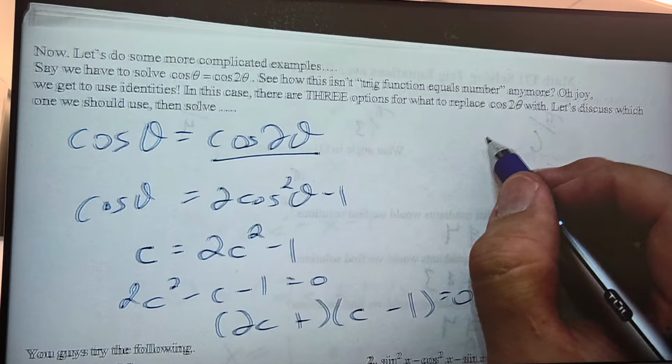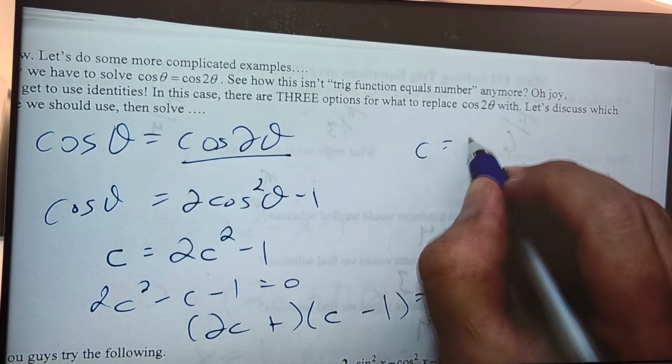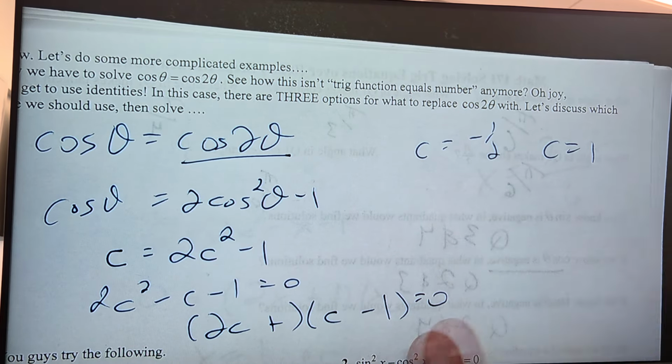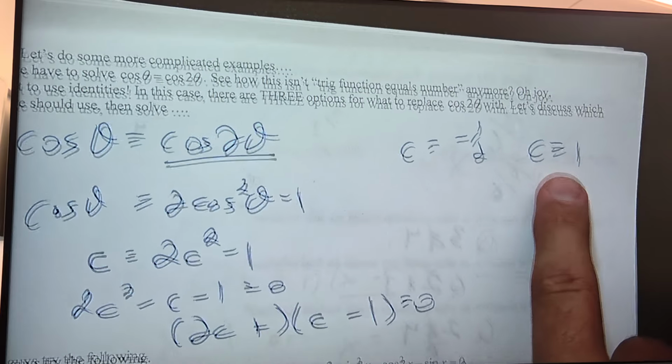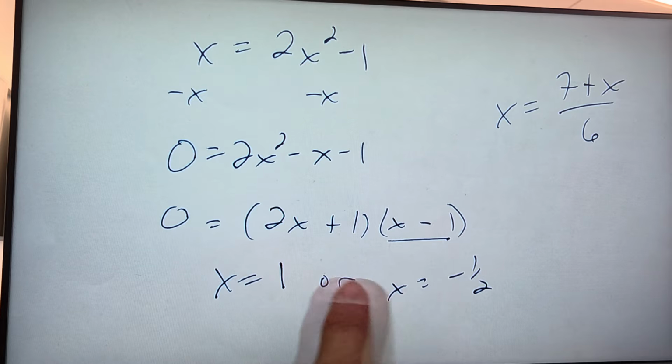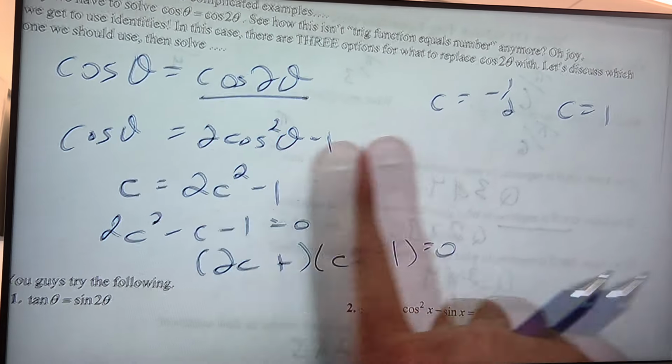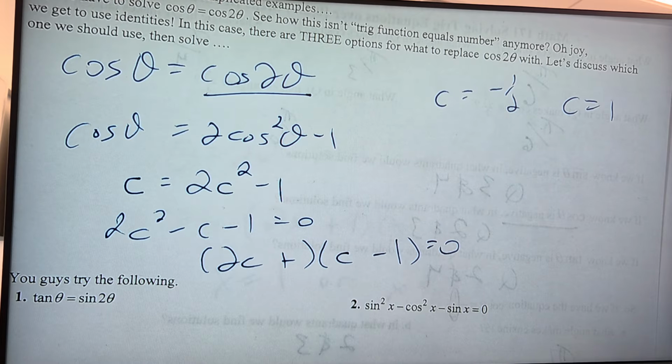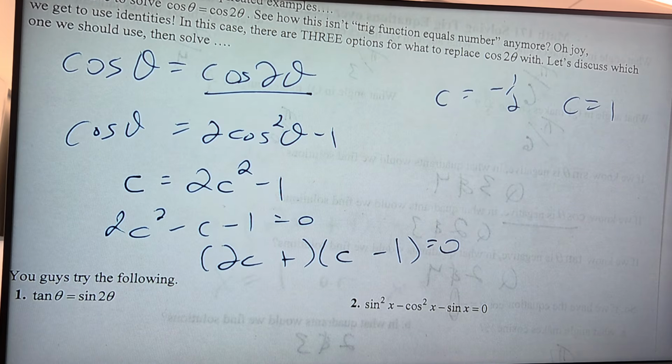But now I can remember. So what do I get? I get C equals negative 1/2. C equals 1. Is everybody with me? I get the same problem, the same answers we just got, except I'm calling it C so I don't forget it's cosine. Yes? You just omitted the 1.